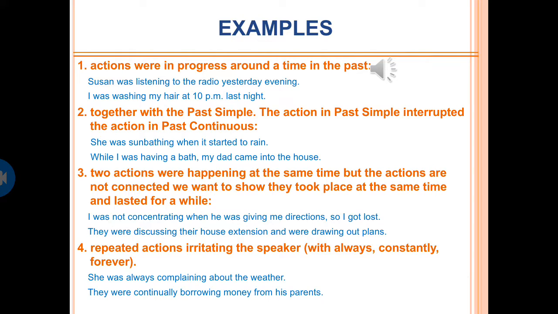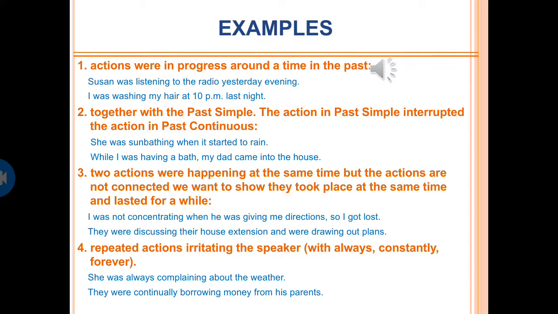Examples of the past continuous tense. Number 1. Actions that were in progress around a time in the past. Example. Susan was listening to the radio yesterday evening. I was washing my hair at 10 p.m. last night. 2. Together with the past simple. The action in the past simple is interrupted by the action in the past continuous. For example, she was sunbathing when it started to rain. While I was having a bath, my dad came into the house.